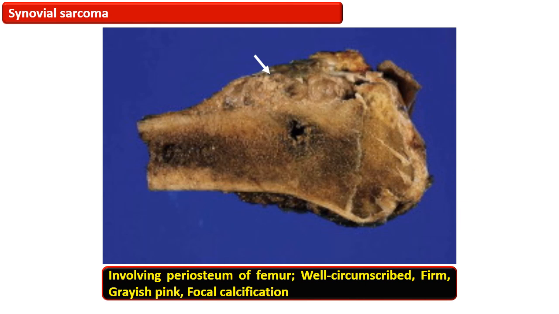This is a deep-seated synovial sarcoma involving the periosteum of the femur. It is a well circumscribed, firm, grayish-pink lesion with foci of calcification.